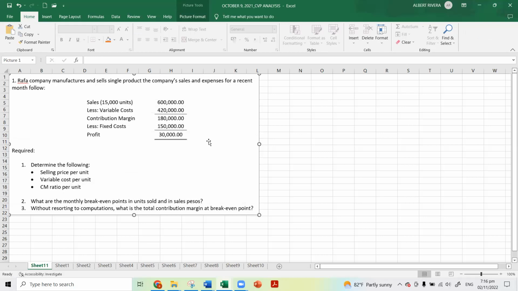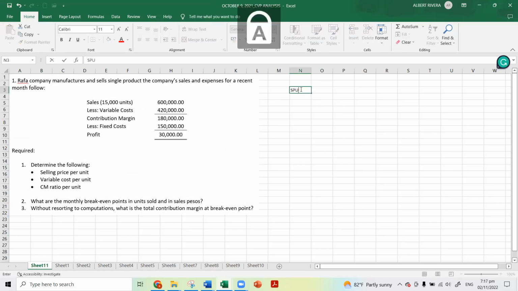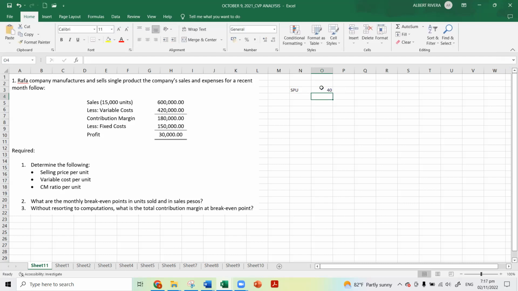So these are the related information given. You have the sales, variable cost, CM, fixed cost, and profit. And to determine now, what is the selling price per unit? So this is 600,000 divided by 15,000 units. So this is the selling price per unit. This is 600,000 divided by 15,000. So this is 40.